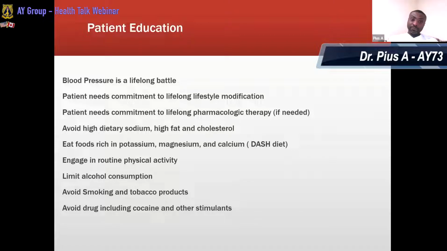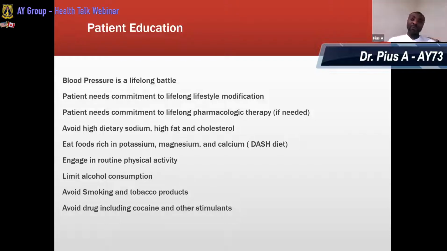Patient education. So blood pressure is a lifelong battle. It shouldn't be; if we're able to prevent it, then we don't have to deal with it. If you have pre-hypertension and you don't want to be on medications, you have to commit to lifelong lifestyle modification. Limit your salt intake, exercise routinely, and have medical checkups routinely.